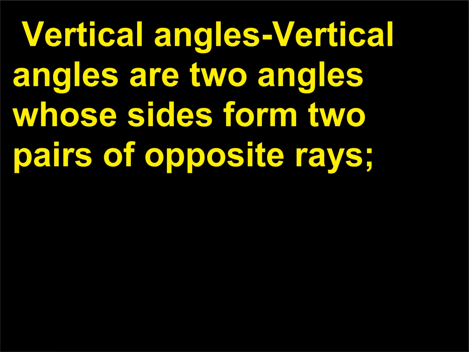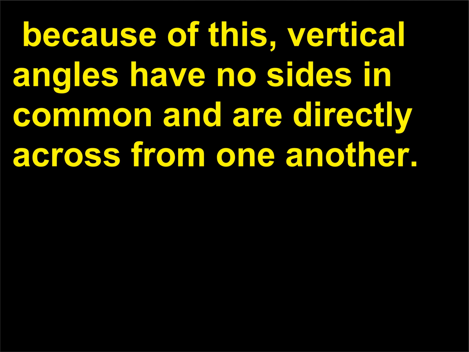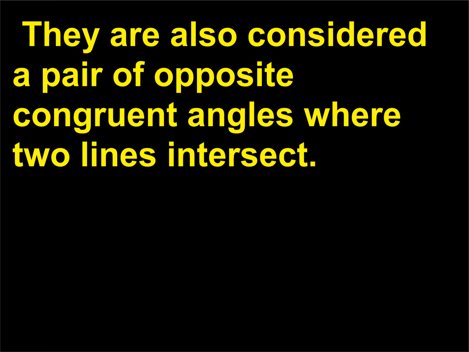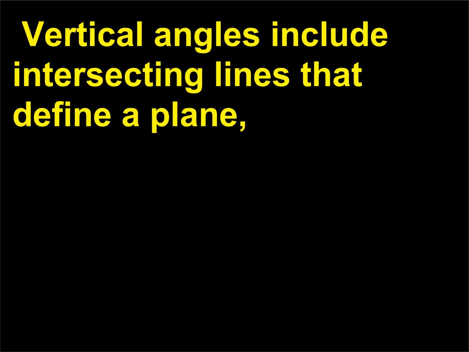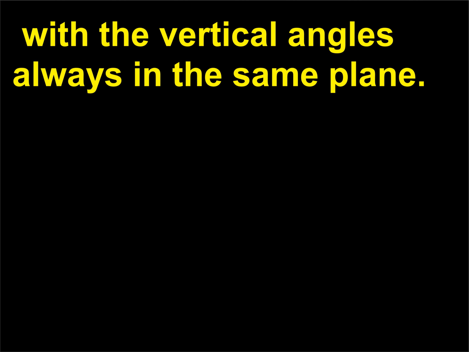Vertical angles. Vertical angles are two angles whose sides form two pairs of opposite rays. Because of this, vertical angles have no sides in common and are directly across from one another. They are also considered a pair of opposite congruent angles where two lines intersect. Vertical angles include intersecting lines that define a plane, with the vertical angles always in the same plane.